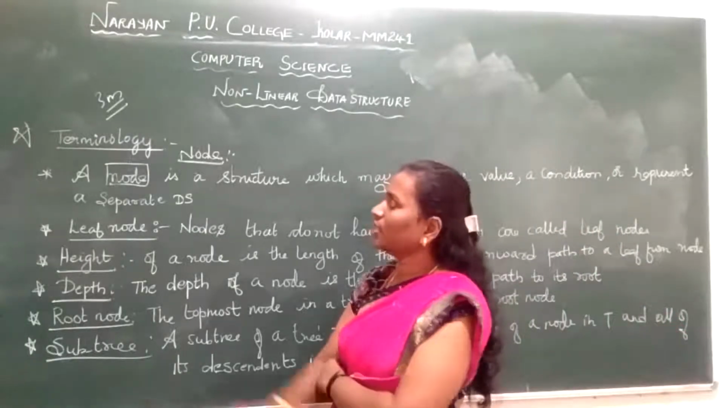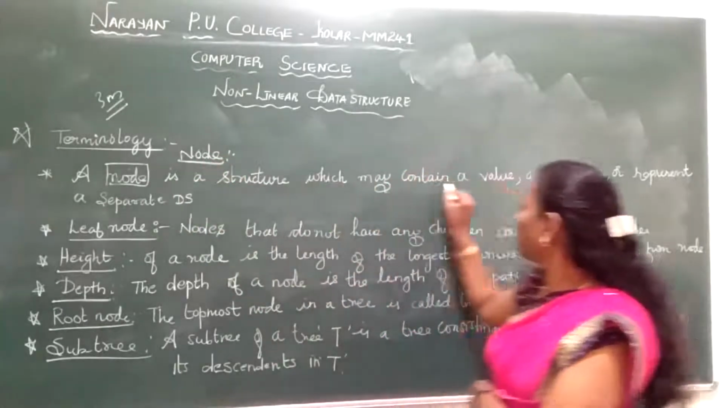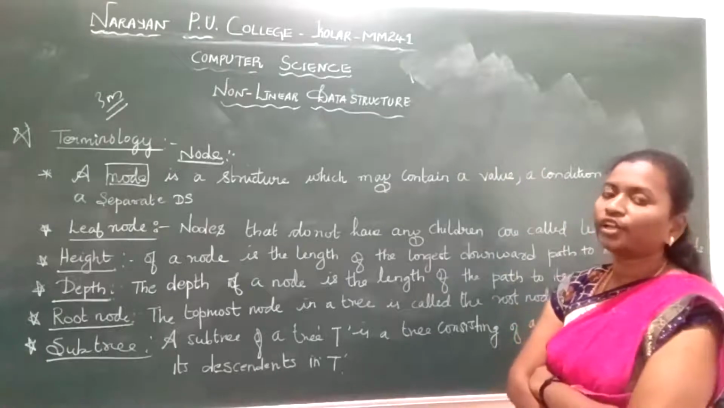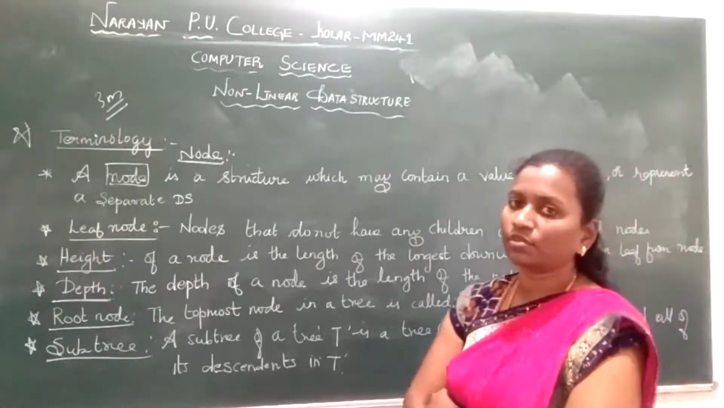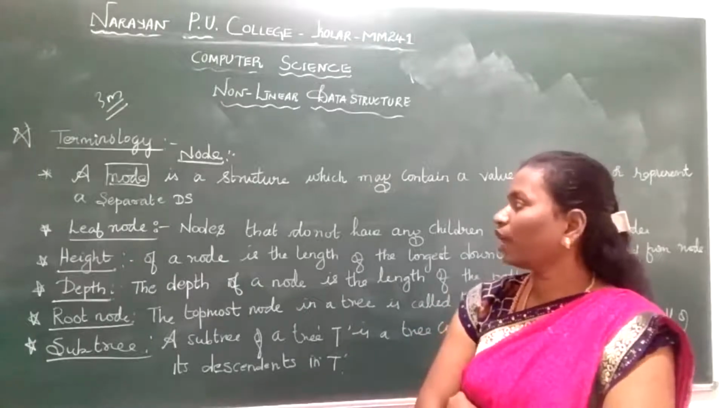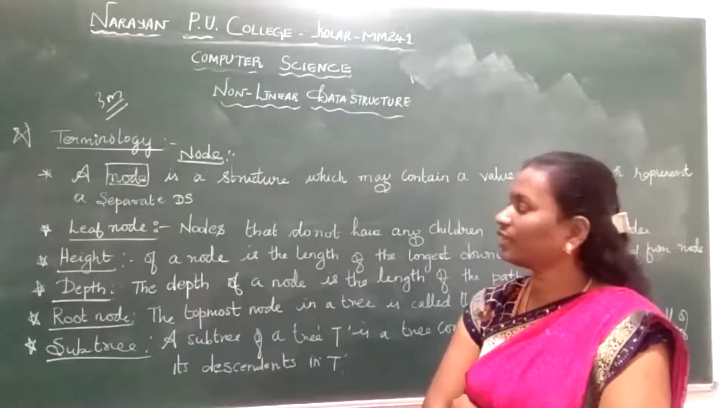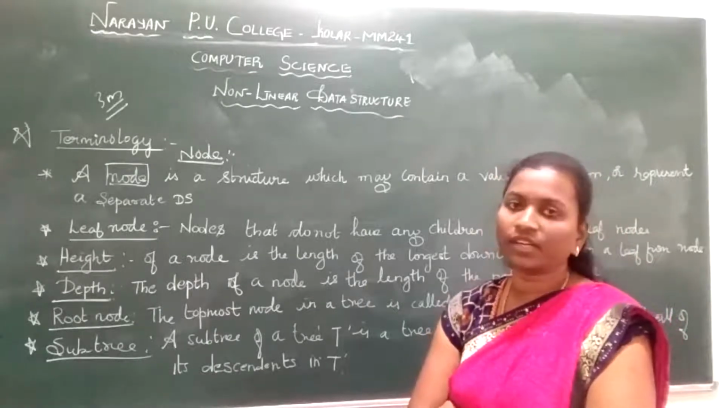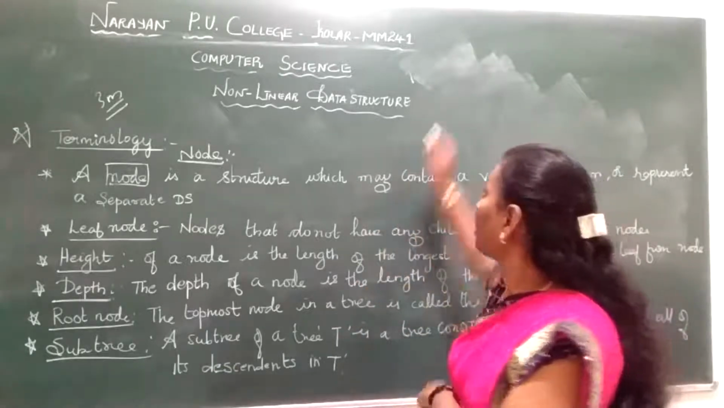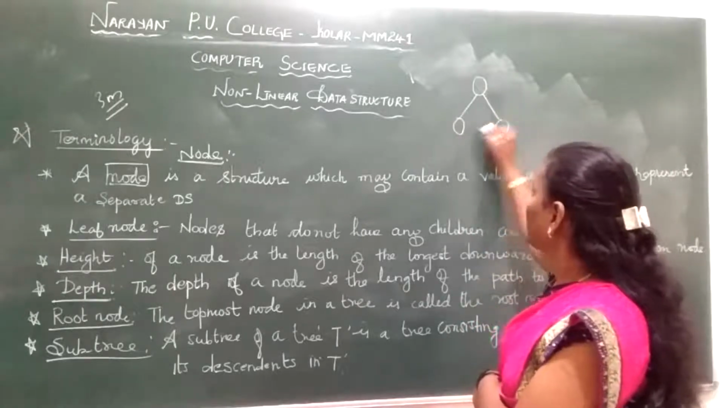In the terminologies, I told you what a node is. A node is a structure which may contain a value or a condition, or it represents a separate data structure. In a node, it contains a data item. A node is nothing but the data item where we have the information part. I have written DS, which stands for data structure. Next I spoke about the leaf node. I showed you in the previous class how I have written it. See, I have written it like this.